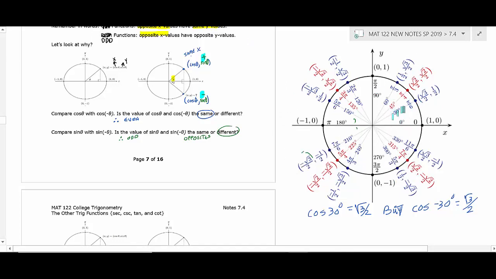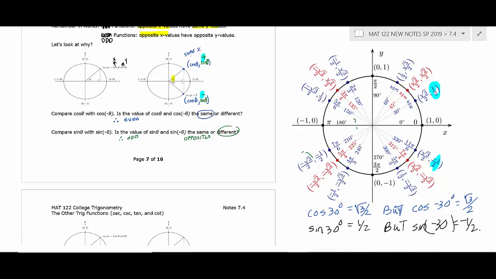So if you're looking at 30 degrees, the sine is opposite. The sine of 30 degrees is equal to a half, but the sine of negative 30 is going to be negative 1/2. That's why it's an odd function. The unit circle, I always tell students, is kind of like the god of trigonometry. It tells you everything. All of trigonometry is sort of embedded in that magical diagram. So hopefully that helps you to see visually why the functions are odd or even.